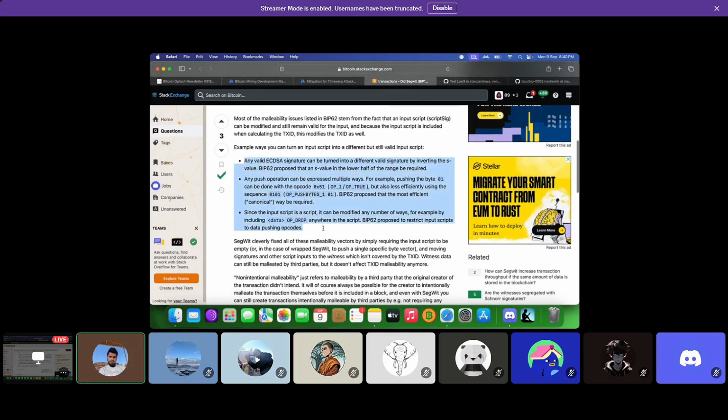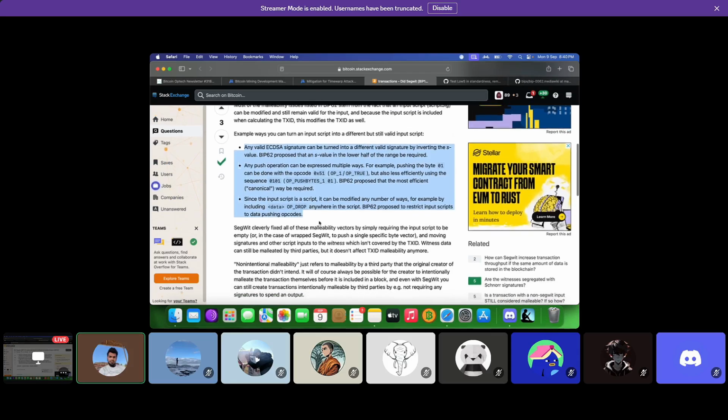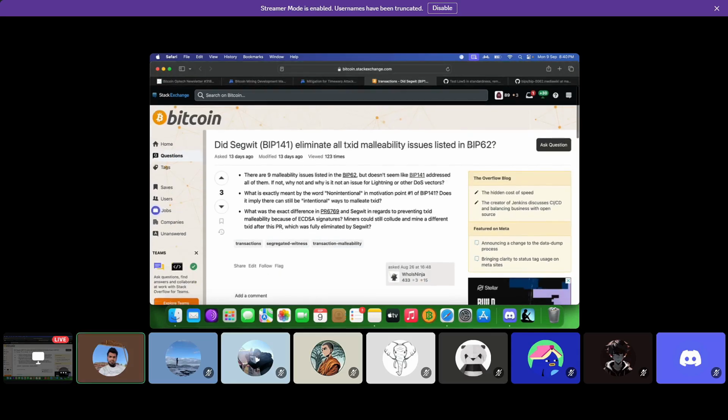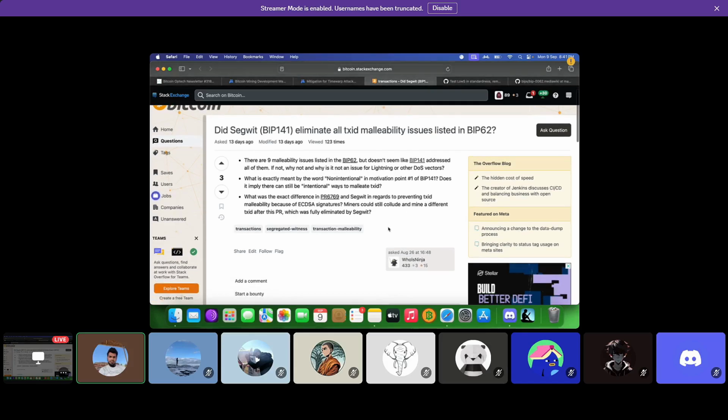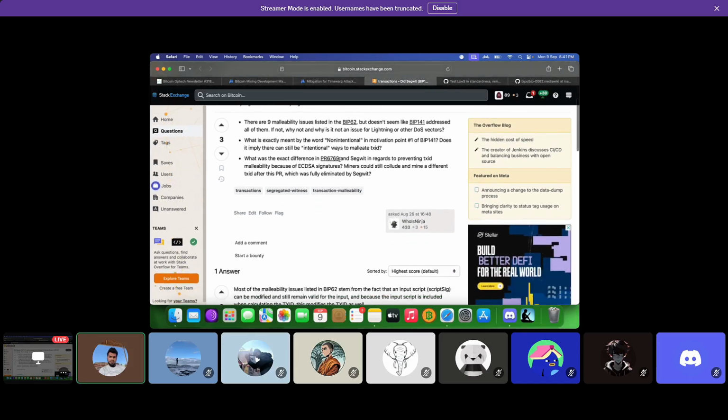Three examples are given, three ways through which a digital signature can be manipulated. Three manipulations that can be performed, which can ensure that one single pre-SegWit transaction can have two valid digital signatures, and how they were combated by BIP 62. And one of them is also PR 6769, right?